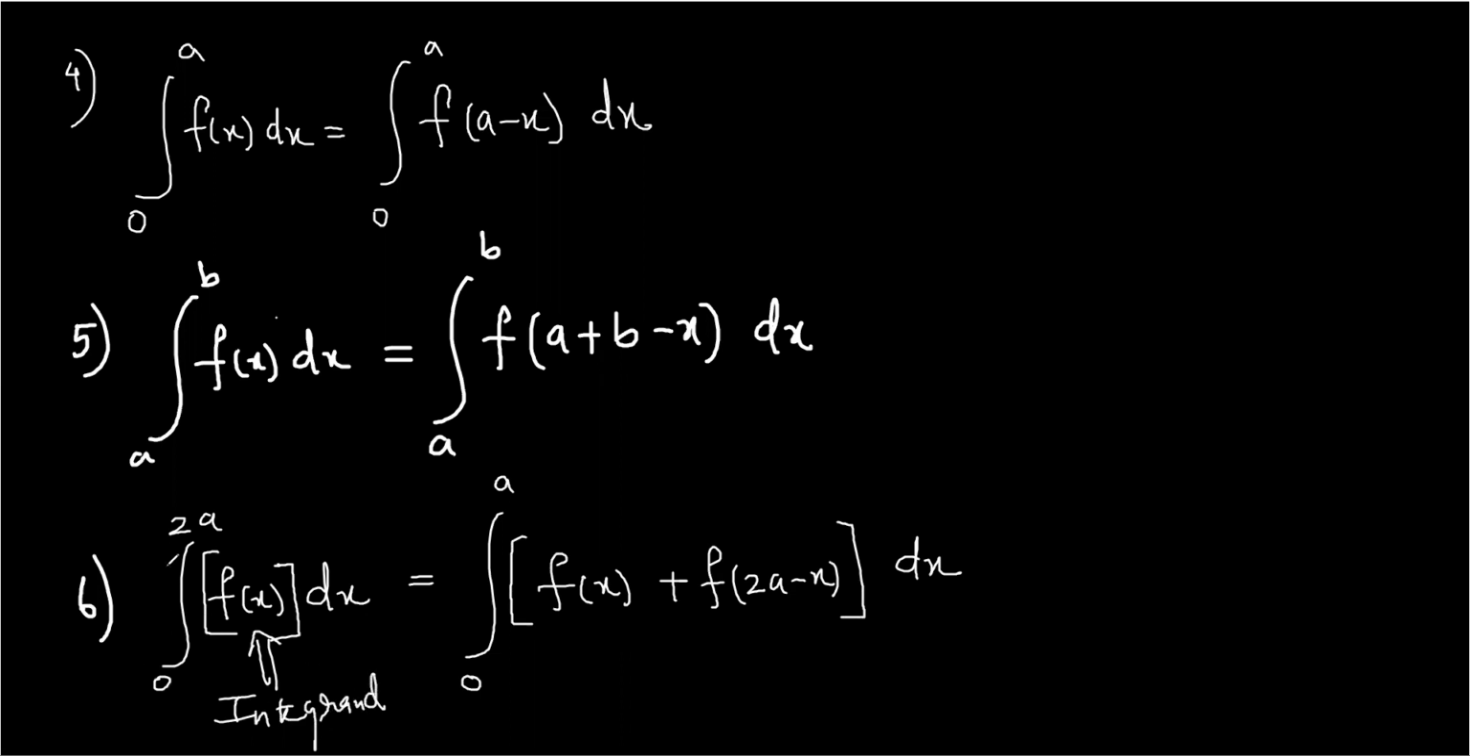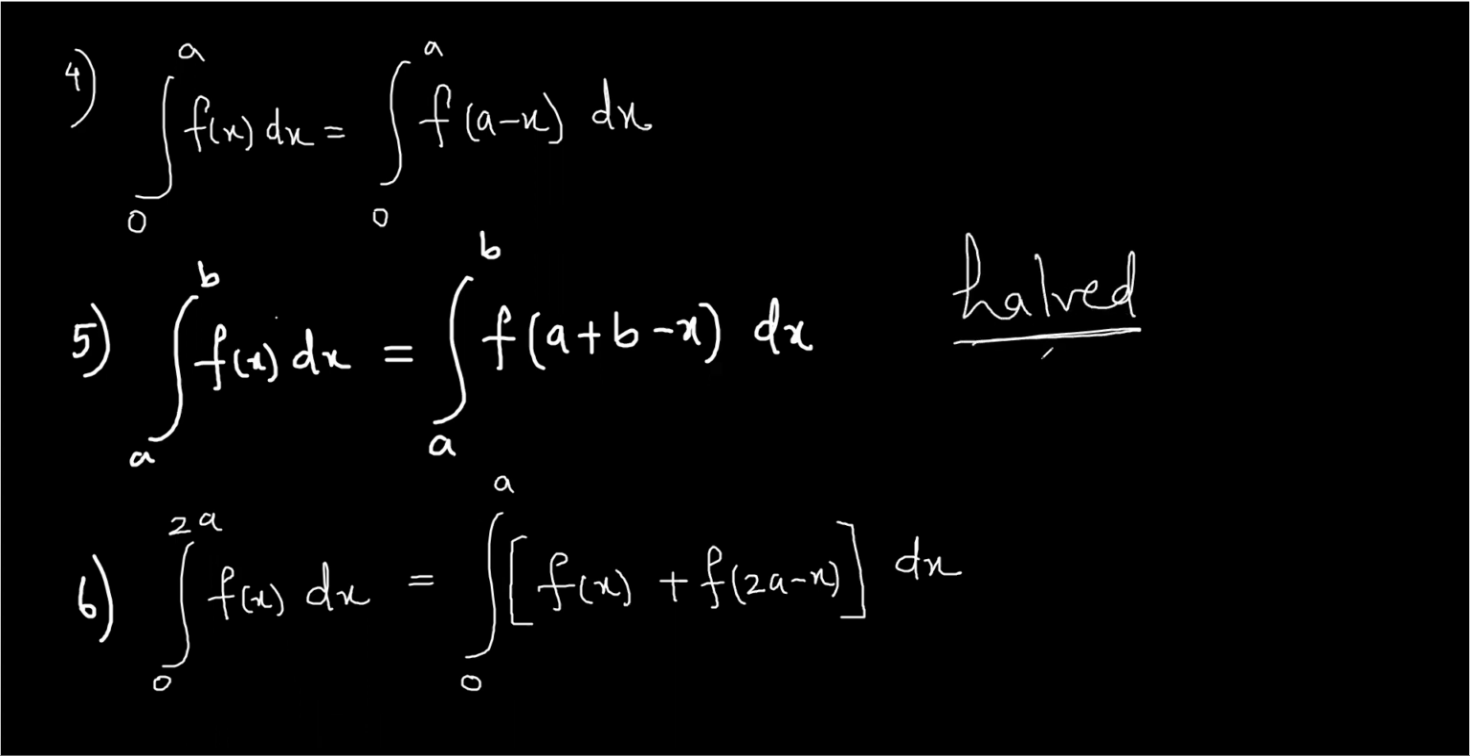Okay, and this is interval 0 to 2a, the interval in which the function is being integrated. So what I noticed is that the interval is 0 to 2a on the left hand side integral, whereas on the right hand side integral the interval is 0 to a. So I understand that the interval has been halved.